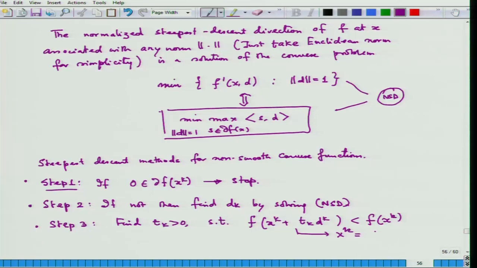So, this whole thing is written as x_{k+1}, that is, x_{k+1} is x_k plus d_k. Step 4: replace k+1 by k. Go to step 1.